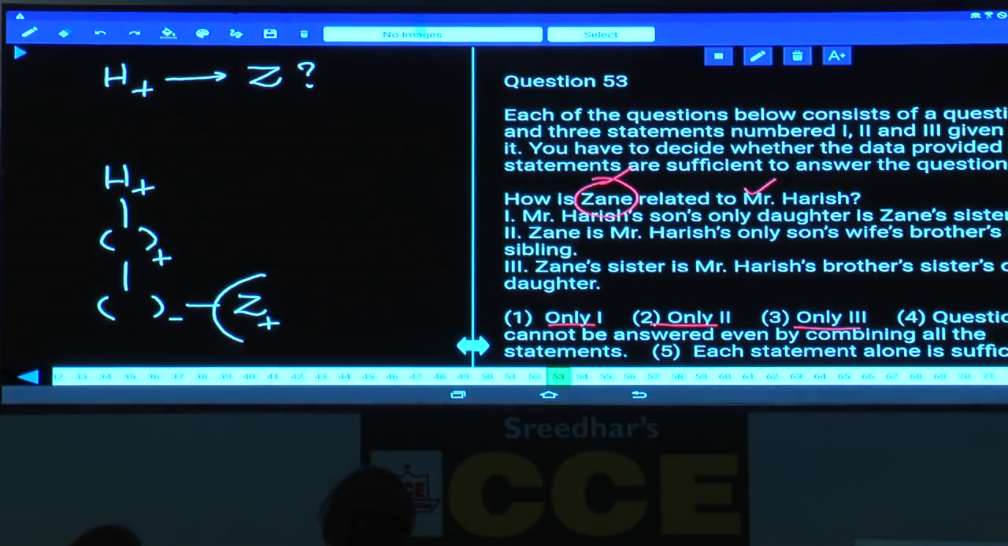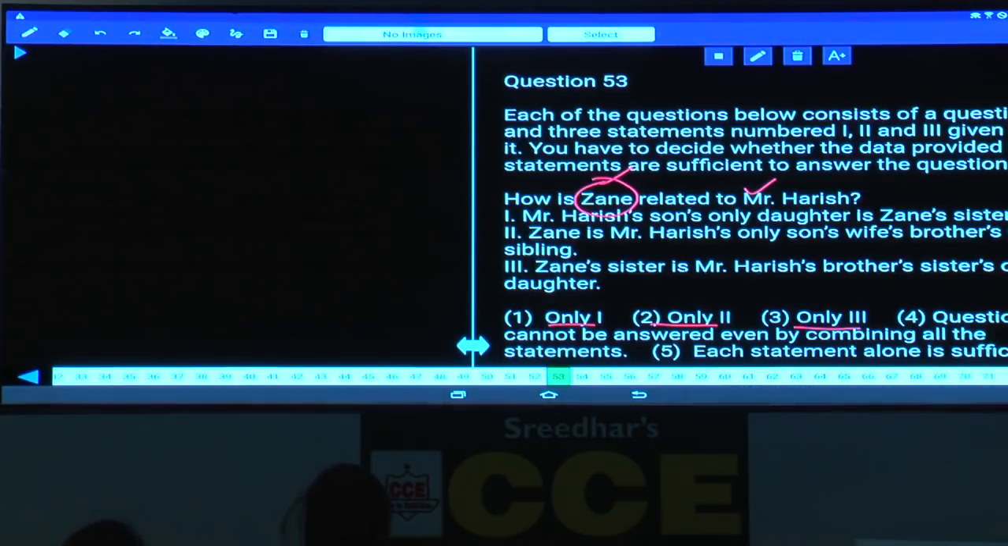How is this Jane related to H? Grandson. Am I getting a unique answer or not? Yes. What is the answer you are getting? Grandson. Hence, Jane is the grandson of this H. With the help of 1 alone, I got a unique answer. Jane is the grandson of Mr. Harish.